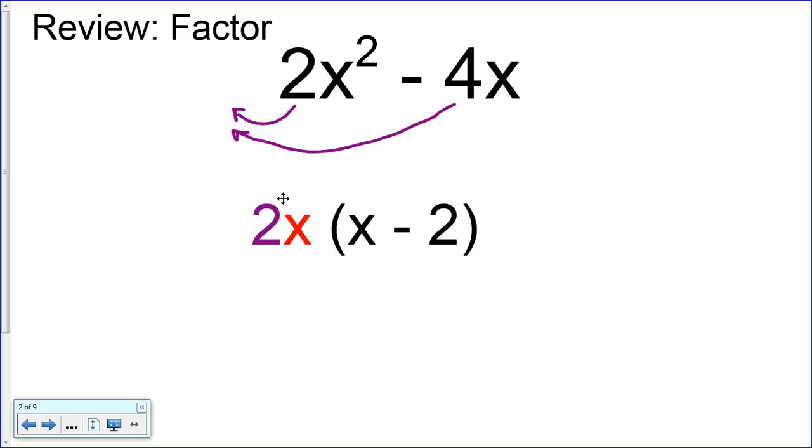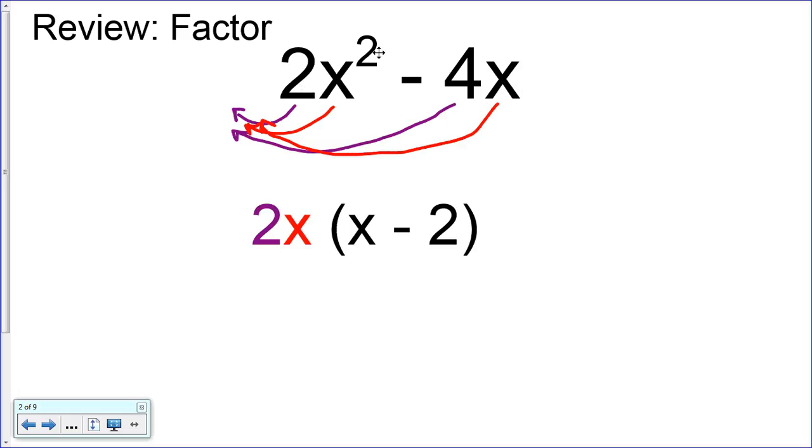All right, they both have 2 in common. So that's what we take out in the front. And when we fill in our parentheses, the leftovers, we kind of just divide it. So 2 divided by 2, if we take that 2 away, we're left with a 1. Negative 4 divided by 2, we're left with negative 2. Okay? Then we look at the x's.